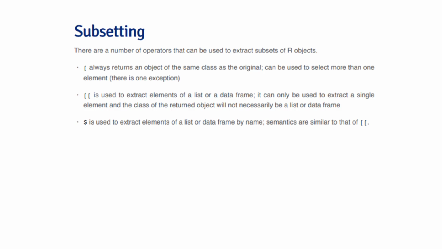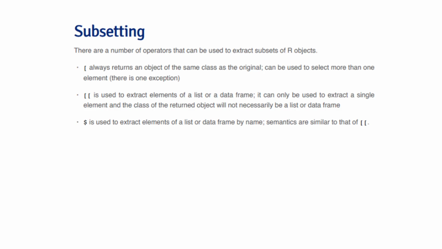But the double bracket operator is used to extract elements of a list or a data frame. It can only be used to extract a single element of that object, either the list or the data frame, and the class of the returned object will not necessarily be a list or a data frame.